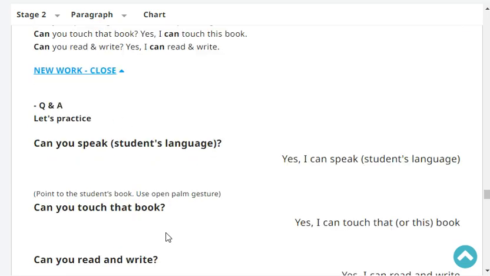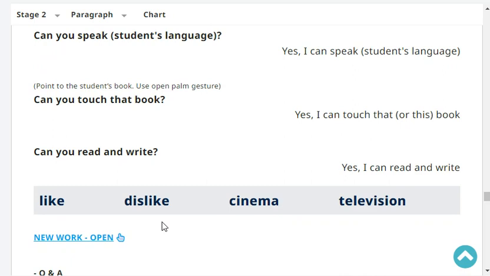Okay, let's practice. Can you speak Japanese? Yes, I can speak Japanese. Can you touch this book? No, I can't touch that book. Very good. Can you read and write? Yes, I can read and write. Very good.